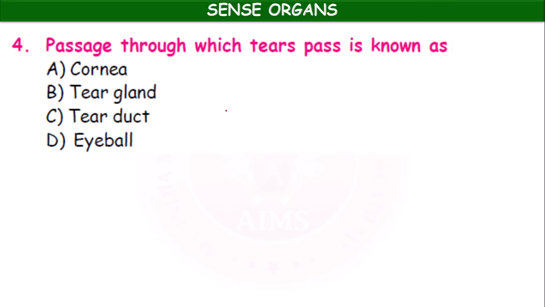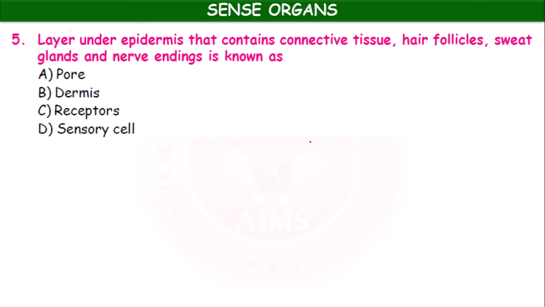The passage through which tears pass is known as cornea, tear gland, tear duct, eyeball. It is the tear duct. Next, the layer under the epidermis that contains connective tissue, hair follicles, sweat glands and nerve endings is known as sweat pore, dermis, receptors, sensory cell. Which one? It is the dermis layer, where all these sweat glands, hair follicles, connective tissue and nerve endings are present.